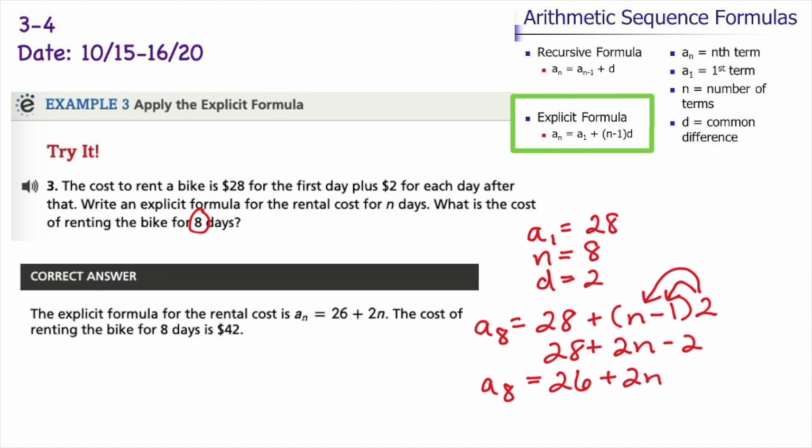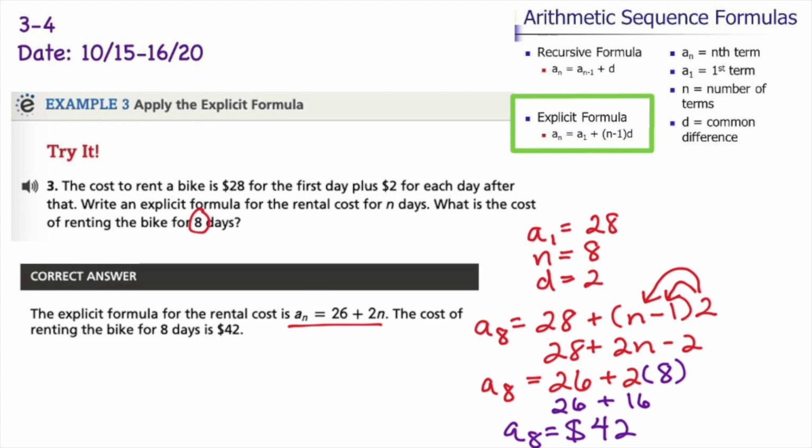And then to find out how much it's going to cost for 8 days, they already told you it's $42, but I'm just going to show you how they got it. So you replace n with 8. I changed it to a purple 8 there. 2 times 8 is 16, and 16 plus 26 is your $42. So just working backwards, that's how they got the answer. I know 26 doesn't look right because it's 28 in the problem, but remember, you have to distribute that 2 into the parentheses, and that's where the 26 ends up being when you combine 28 and negative 2.